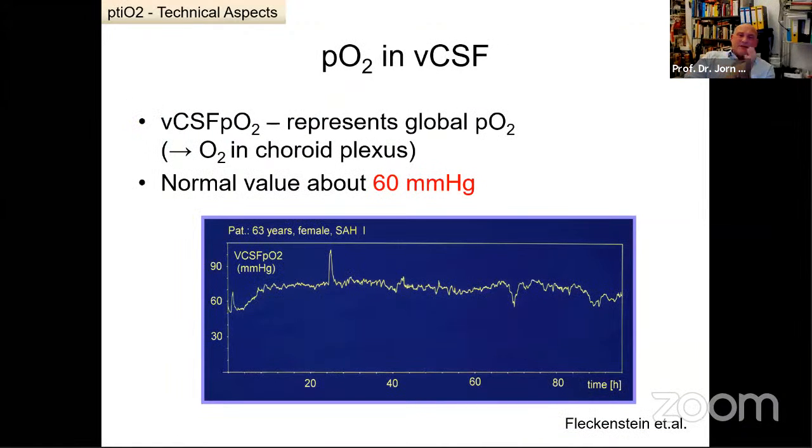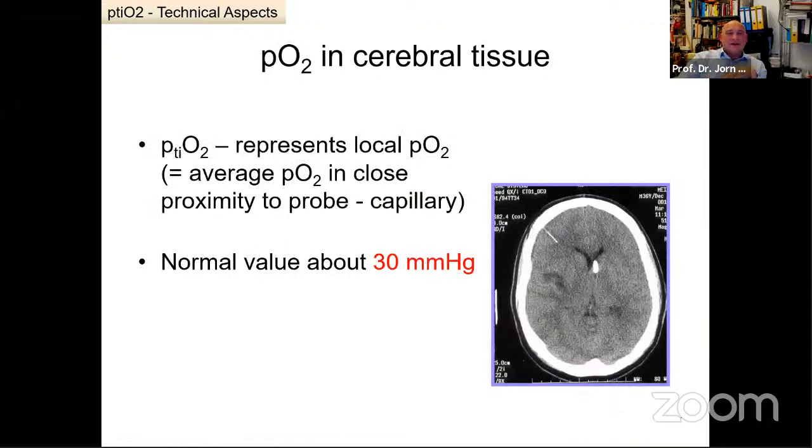As I said, they developed this method for ventricular CSF, as a parameter that's representative of the global PO2 in the tissue. But basically, if you put a probe into the ventricles, you get a reading of the oxygen in or around the choroid plexus. And here the normal value is 60. That was how they started. And then they realized that it is very difficult to use this parameter, and it might be much more useful to use the tissue PO2.